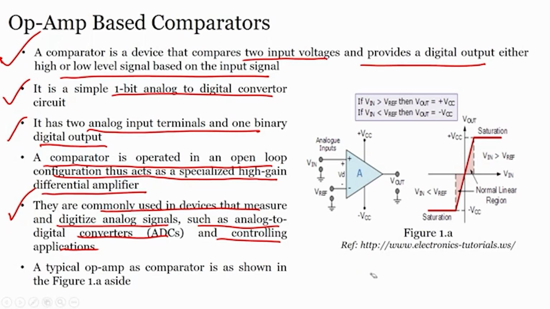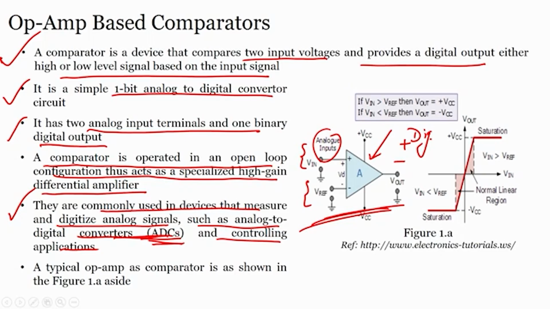So, once we understood that this is an open loop high gain, we see that whatever the difference, our output will be either plus or minus, it is digital 1 or 0, similar kind of things. Now, when you do this, it is trying to convert the analog input into digital output, which means it can be used in A to D converters. Finally, a typical op amp as comparator is shown in figure 1.